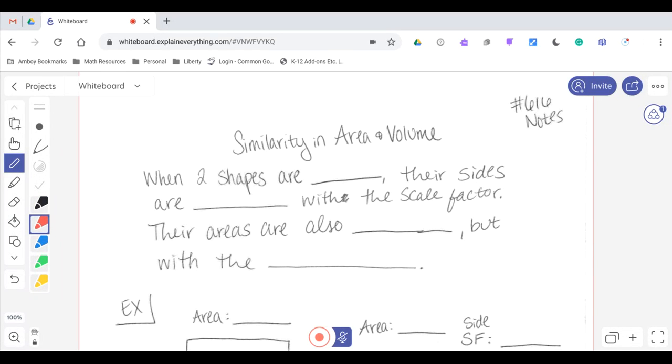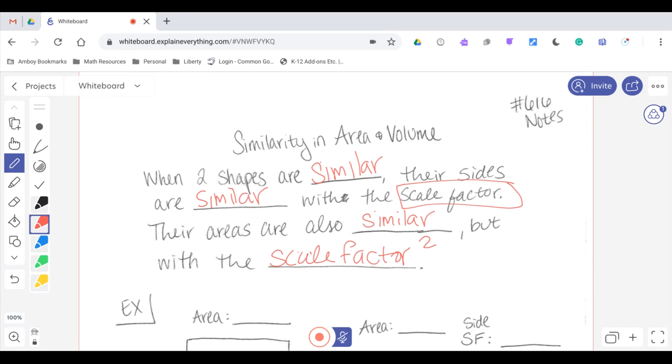So when two shapes are similar, their sides are similar as well, with the scale factor. Okay. Their areas will also be similar, but with the scale factor squared.